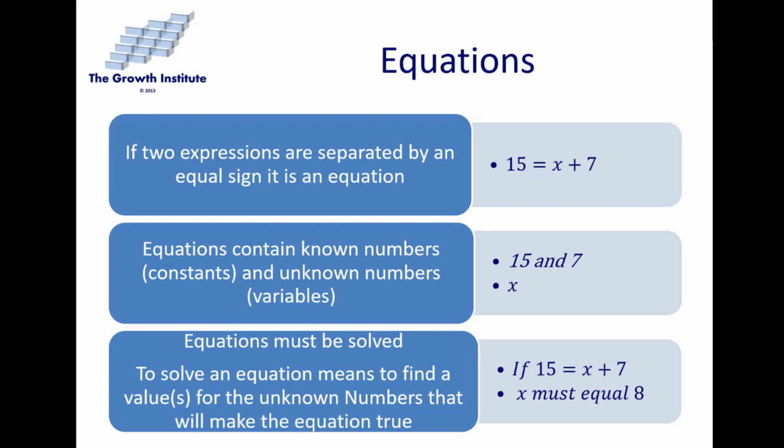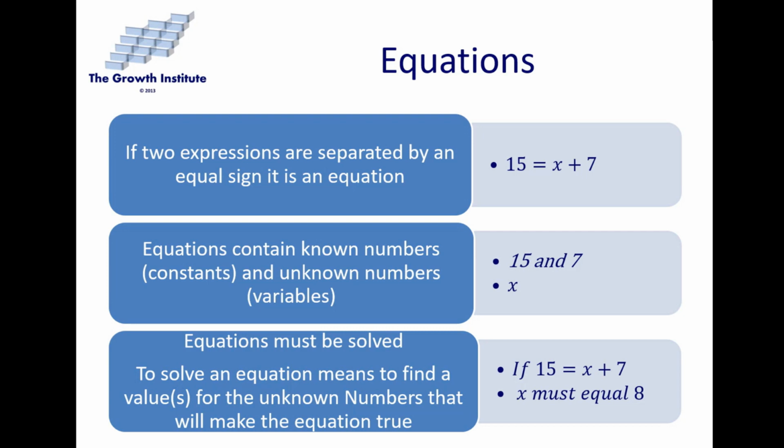Okay, that's the next thing we need to know about equations. Equations contain known numbers, known as constants, and unknown numbers, known as variables. So there you have your two known numbers, 15 and 7, and your variable, which in this case is x. And the thing with equations is that they must be solved. Remember, expressions we try to simplify, equations we try to solve. To solve an equation means to find a value for the unknown numbers that will make the equation true.